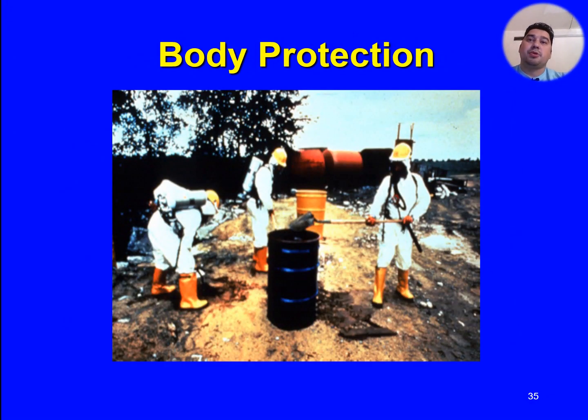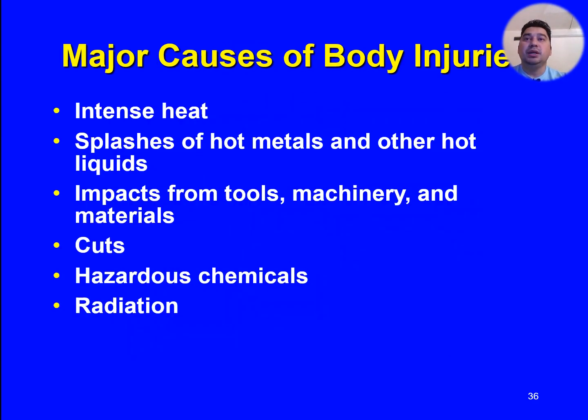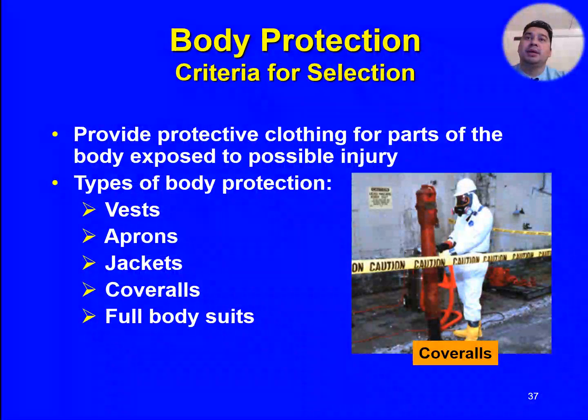After that, we have body protection, how we can protect our full body. Major causes of body injuries are intense heat, splashes of hot metals and other hot liquids, impacts from tools, machinery, and materials, cuts, hazardous chemicals, and radiation. Now, protection criteria for selection. How can you select body protection? Provide protective clothing for parts of the body exposed to possible injury.